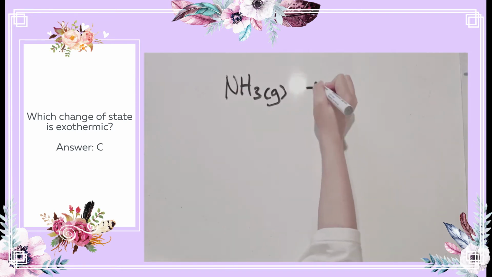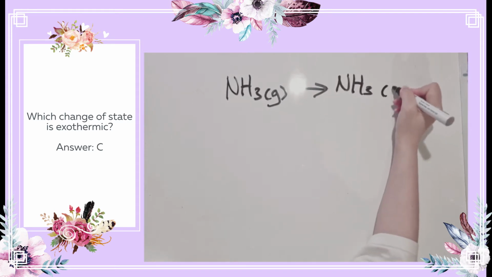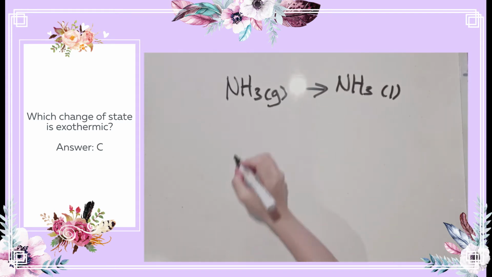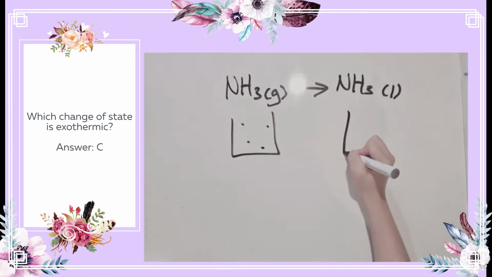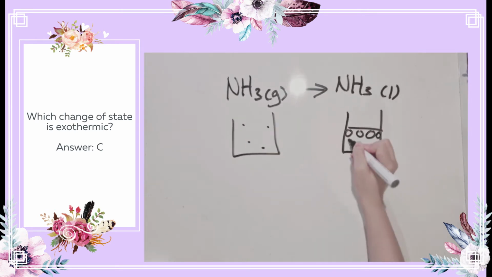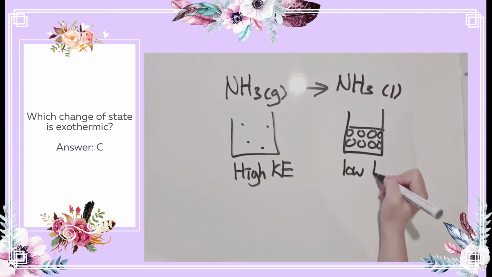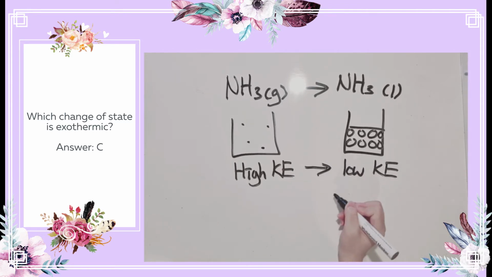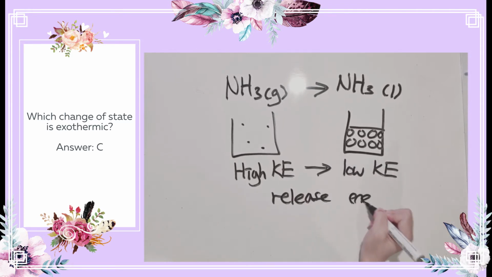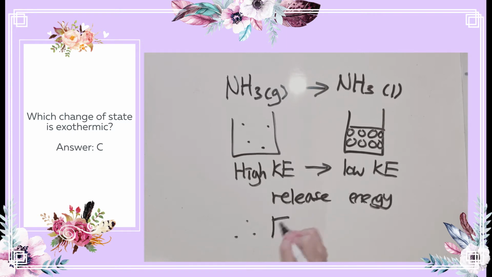Third equation, you're going from ammonia gas state to liquid state. And as you can see from the drawing, gas has a higher kinetic energy and liquid has a lower kinetic energy. As you're going from a high to low energy state, you have to release energy, meaning this reaction is exothermic.